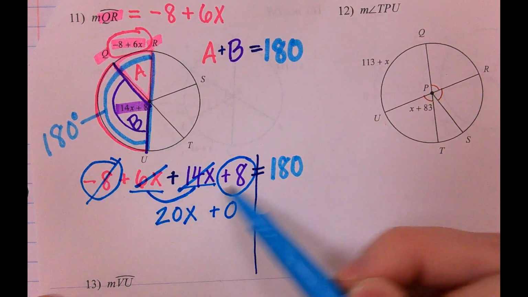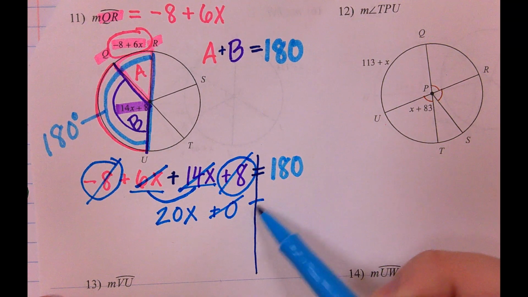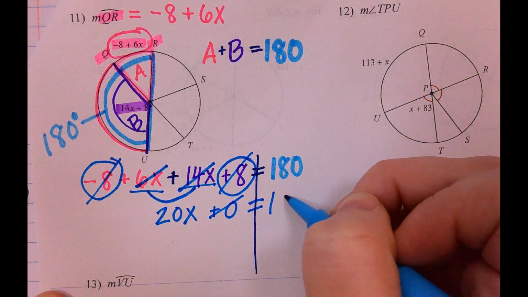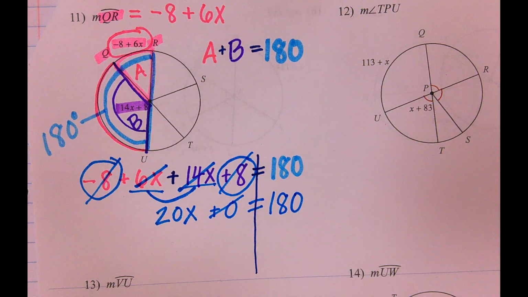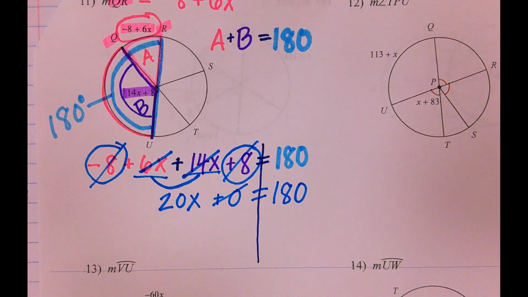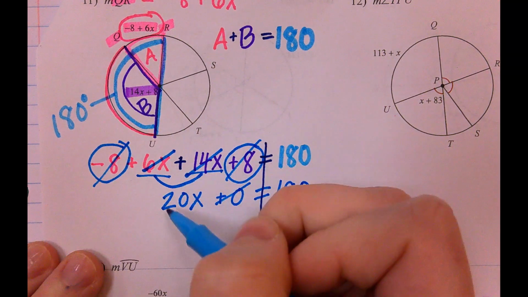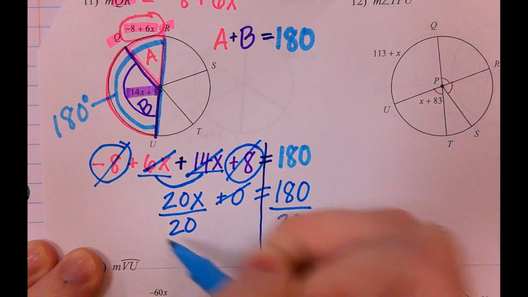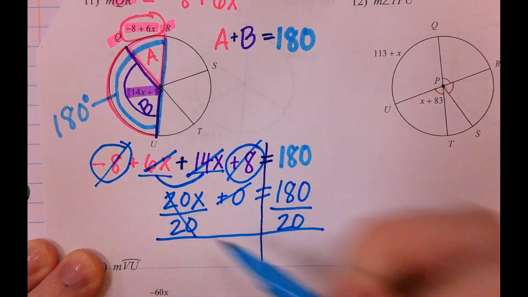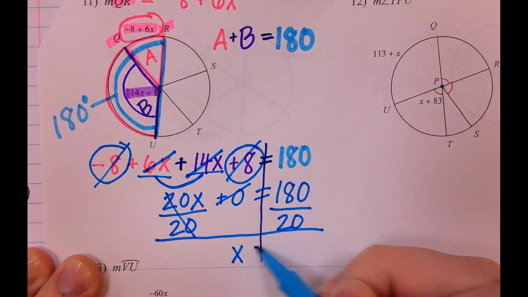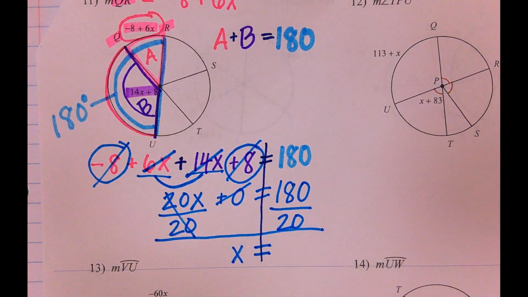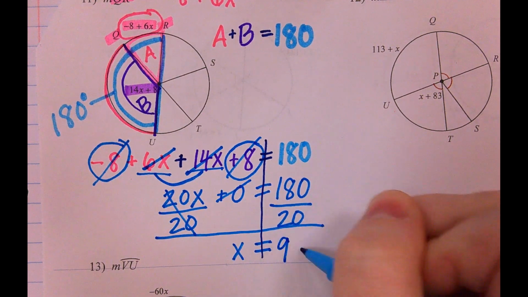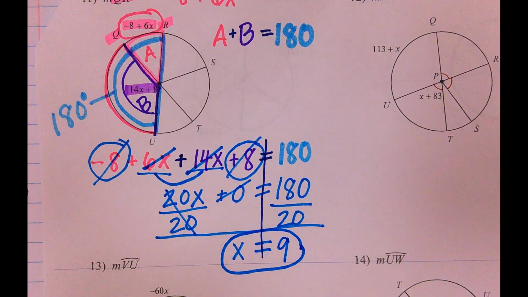So you guys divided by 20? Yes, exactly. You're right, Jacqueline. So I'll bring down my 180. And now to get x by itself, let's divide by 20. So x equals 9. Okay, so I solved for x.